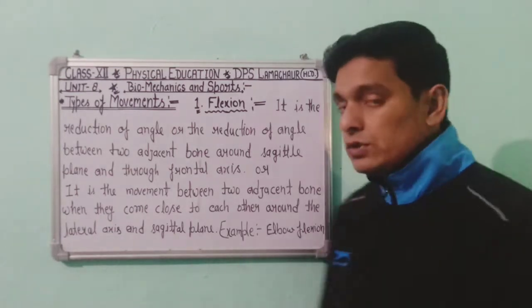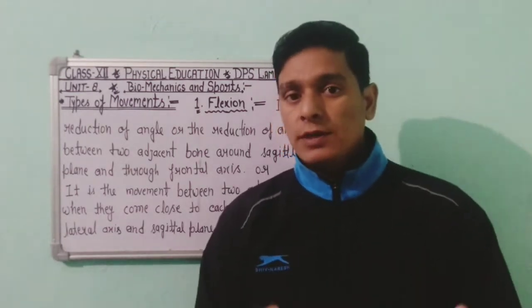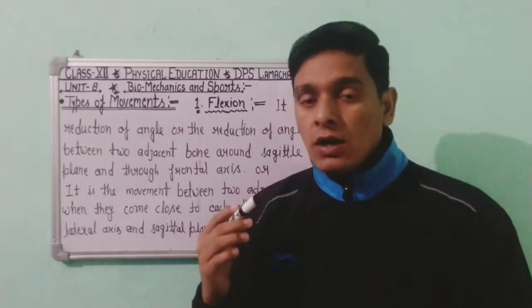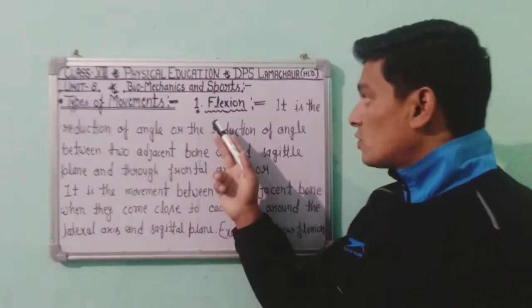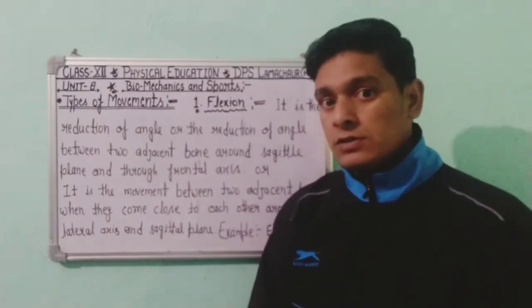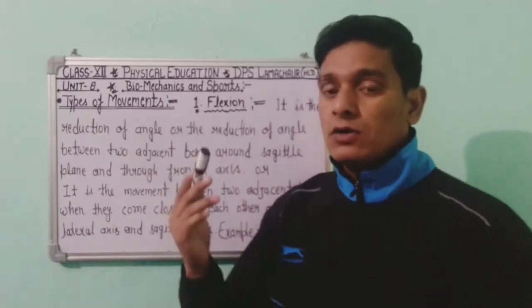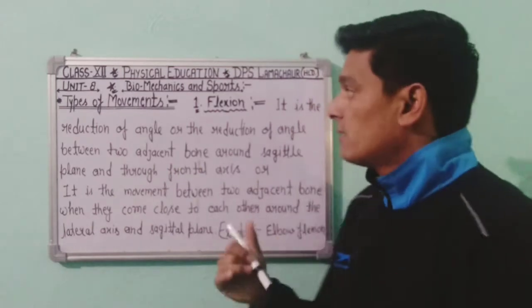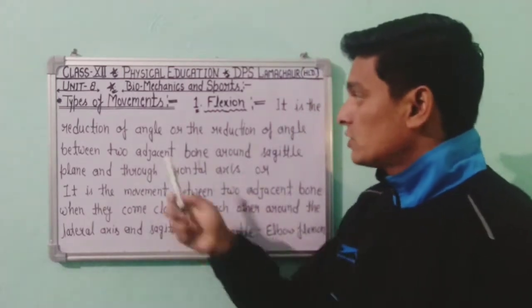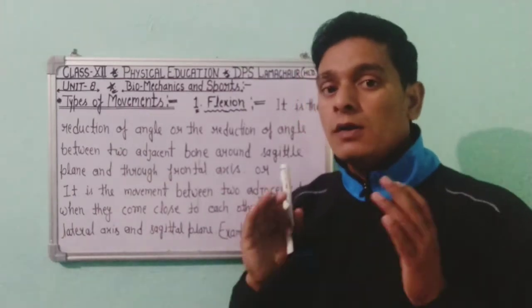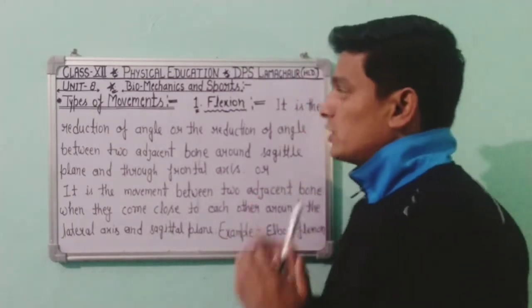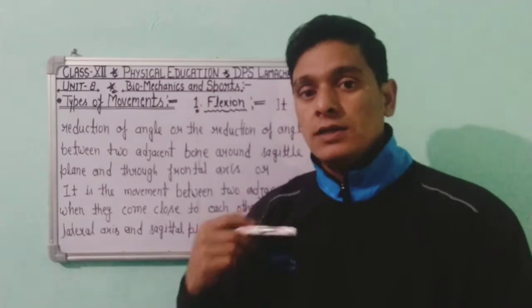Example: elbow flexion or knee flexion, meaning bending of the knee or bending of the elbow. So that is called flexion. What is flexion? Bending of the knee or bending of the elbow is the example of flexion. Reduction of angle between two adjacent bones is called flexion. So this is all about flexion. Now let's know about the next.